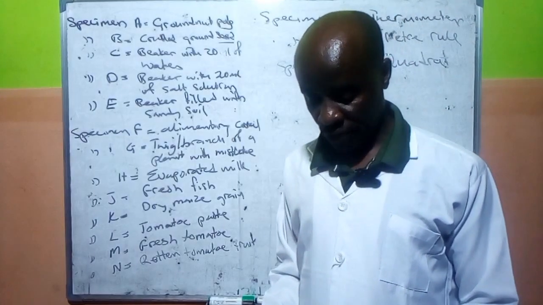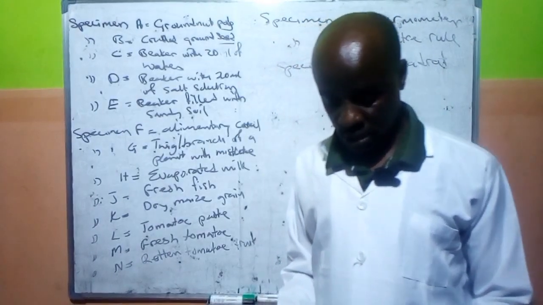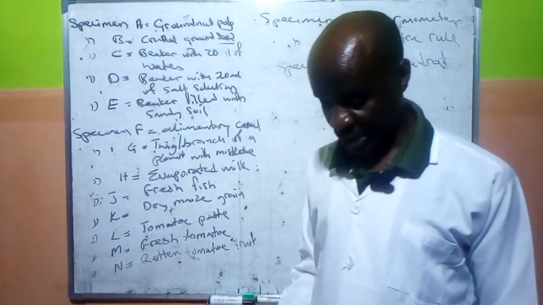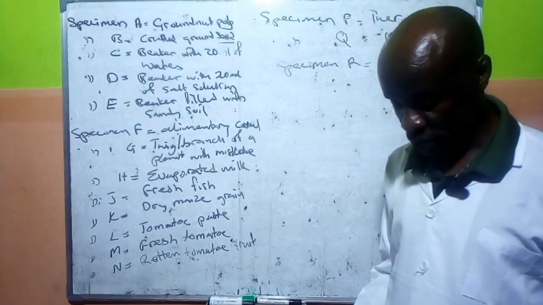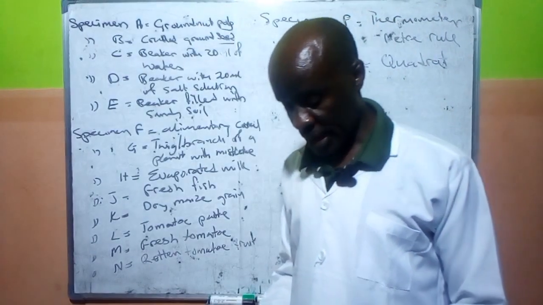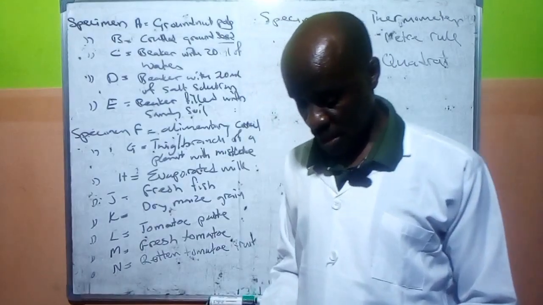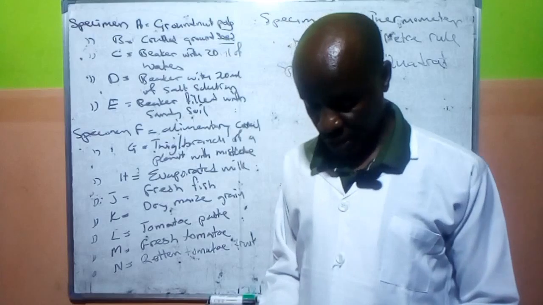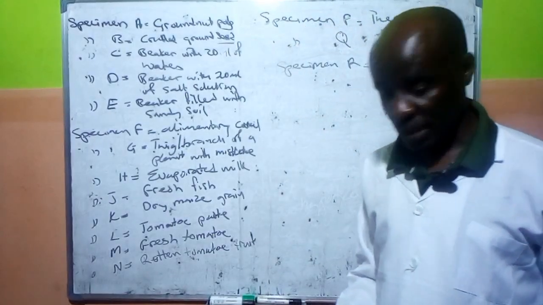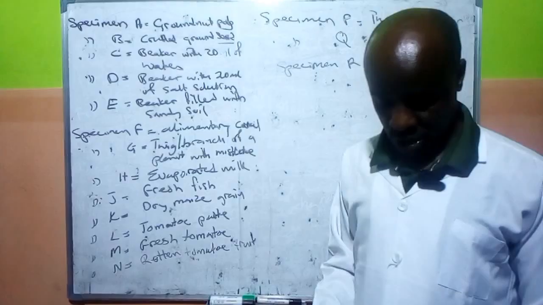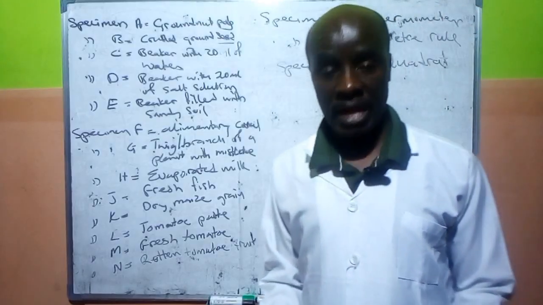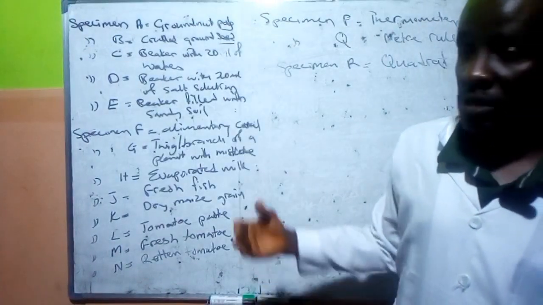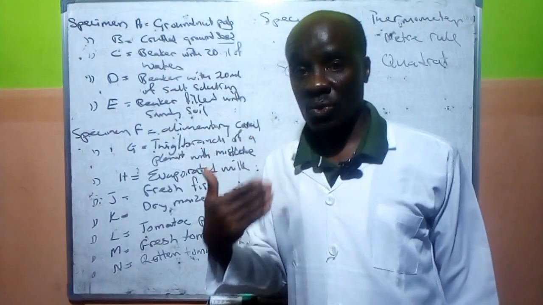Then specimen J is fresh fish. Specimen K is a dry maize grain. Specimen L is tomato paste. Specimen M is tomato fruit. And then specimen N is rotten tomato fruits in a petri dish, and the tomato paste will also be in a petri dish. Then we look at specimen P, which is a thermometer, which we have here. Specimen Q is a meter rule, and finally specimen R, which is a quadrat.